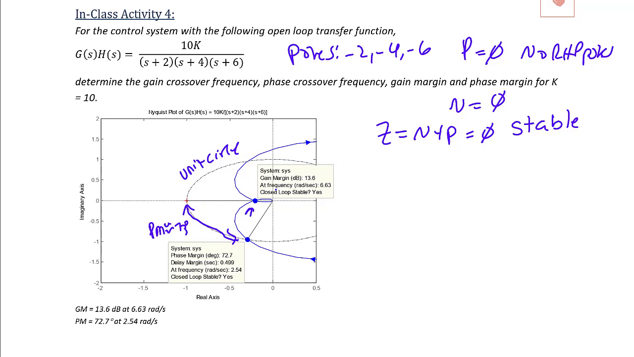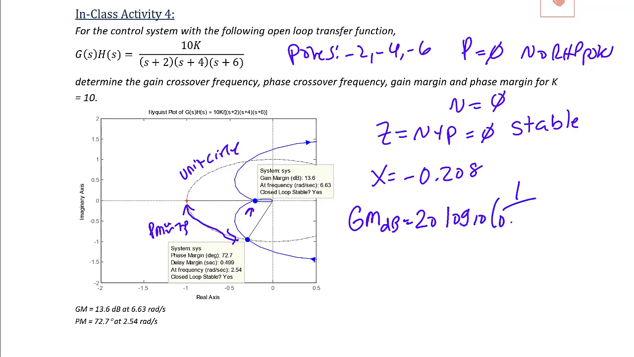Then we find the point on the 180 degree axis, and we call that value x. So we have that x is equal to negative 0.208. So the gain margin is equal to 20 log base 10, 1 over the absolute value of x, which is 0.208. So the gain margin is equal to 13.6 decibels.